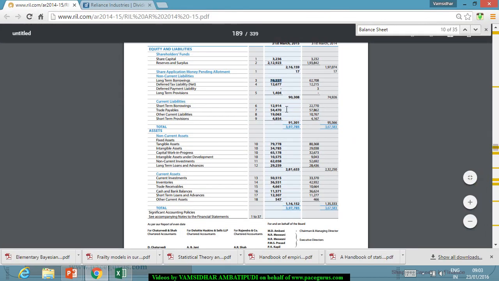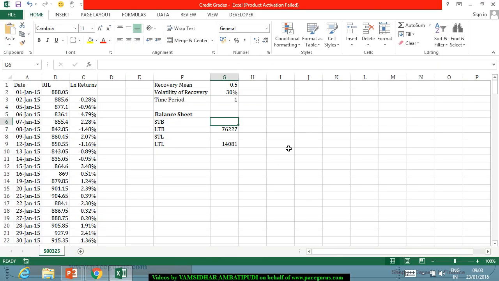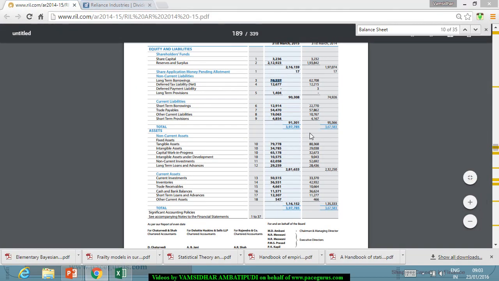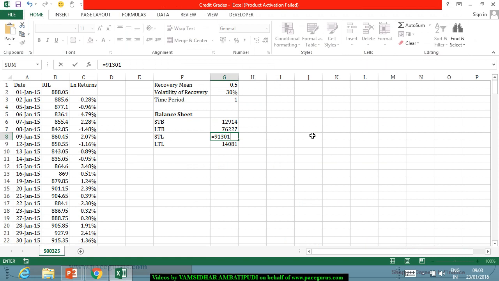Similarly, short-term borrowings 12,914. So other short-term liabilities, I'll take it as 91,301 minus the short-term borrowing. So these are the numbers that I'm working on. So the balance sheet information which is needed to calculate the financial debt, I have taken all these things.